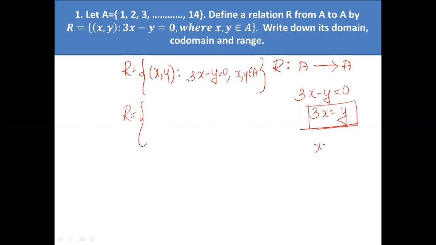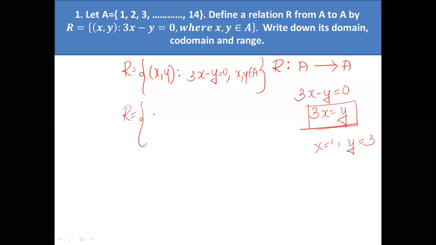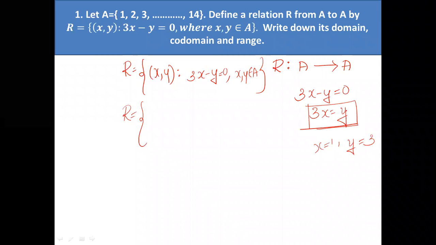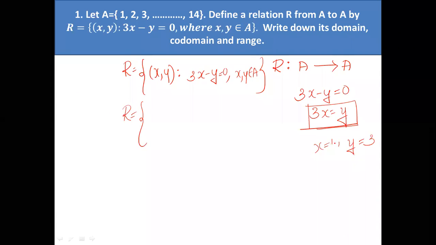If you put x is equal to 1, what is the value of y? It is 3. Good students, it is 3, because substitute 1 for x in the equation and y becomes 3. So it is (1,3). Then what is the next element in A?